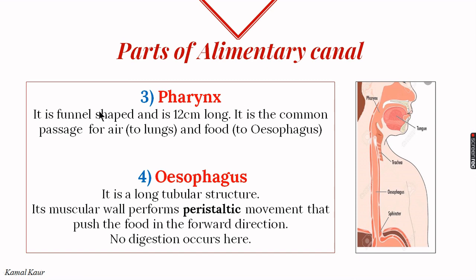So the pharynx is a funnel shaped 12 centimeter long part and it is the common passage for air and for food. Air passes towards the lungs and food passes to the esophagus and no digestion occurs in the pharynx. The fourth part is the esophagus, which is a long tubular structure and it has a muscular wall.